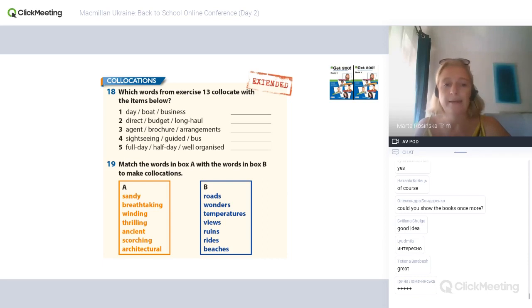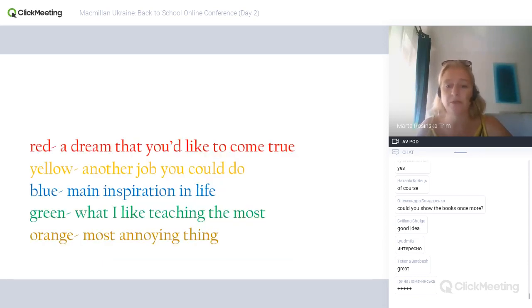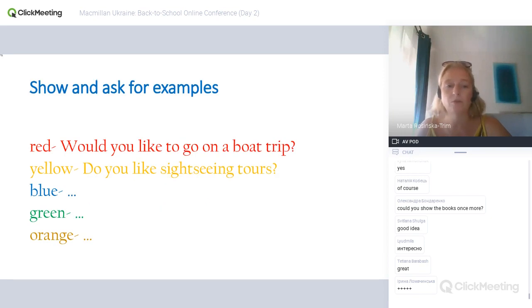As you can see, there are different items, and instead of talking about this, which we have been through, I want my students to discuss something like this. So red, instead of a dream that you would like to come true, you talk about, would you like to go on a boat trip, and why, etc. Yellow, do you like sightseeing tours? As you can see, these collocations that students have just practiced are embedded in those questions. Sightseeing tours, boat trips.